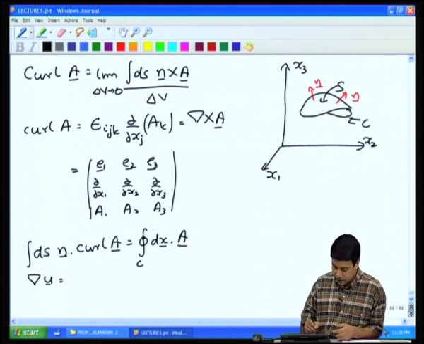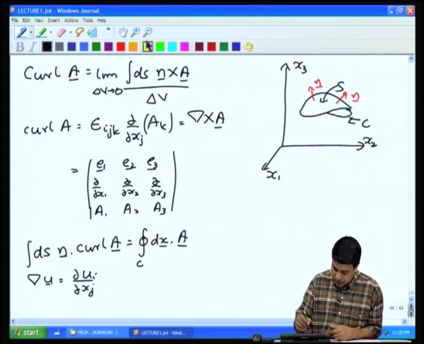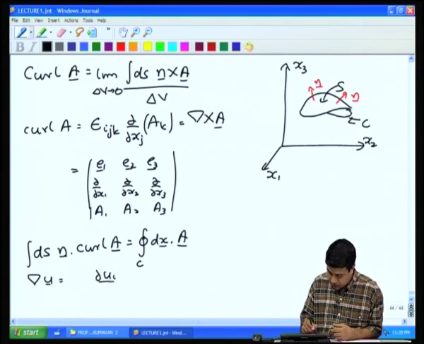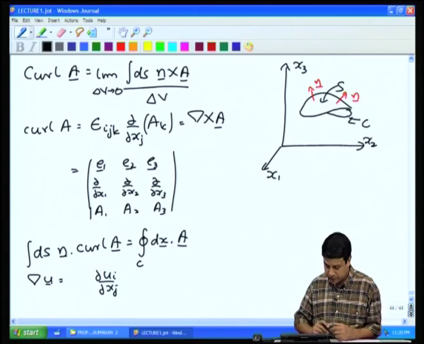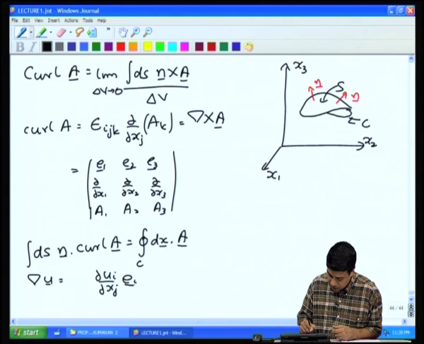If I write this as partial ui by partial xj, now let me just leave some space for myself. If I write this as partial ui by partial xj, there is no repeated index, i appears only once, j appears only once. That means, there is one unit vector associated with i and one summation associated with i. There is one unit vector associated with j and one summation associated with j.